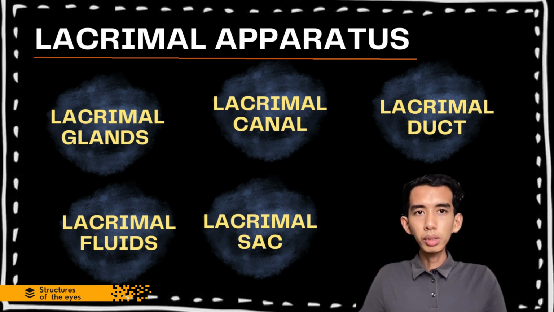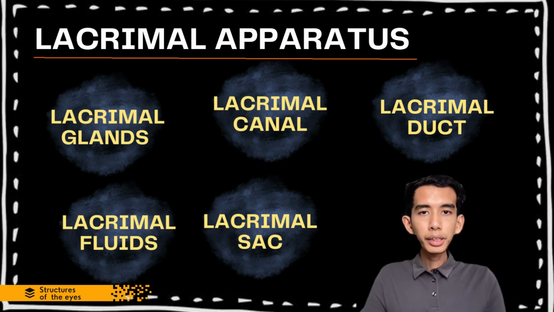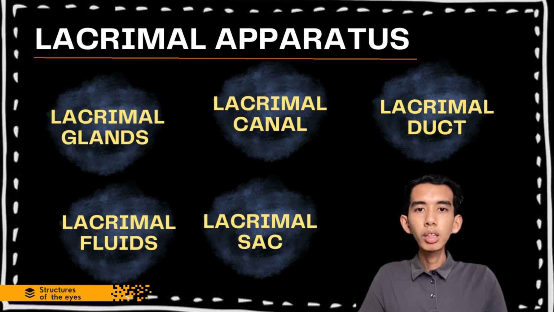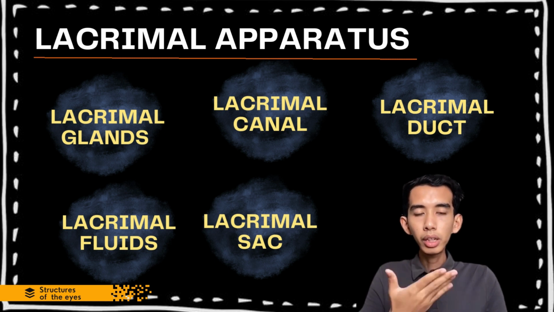Our tear system is a complex network that lubricates and protects our eyes. In the lacrimal apparatus, there are 5 important components that carry out certain functions. The components of our tear system include the lacrimal gland, lacrimal fluids, lacrimal canal, lacrimal sac, and lacrimal duct.